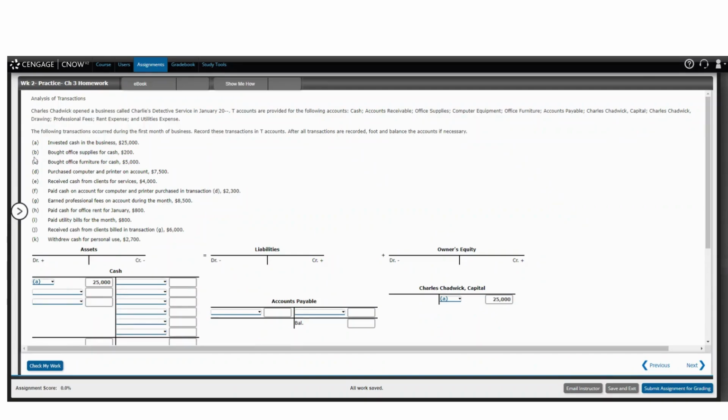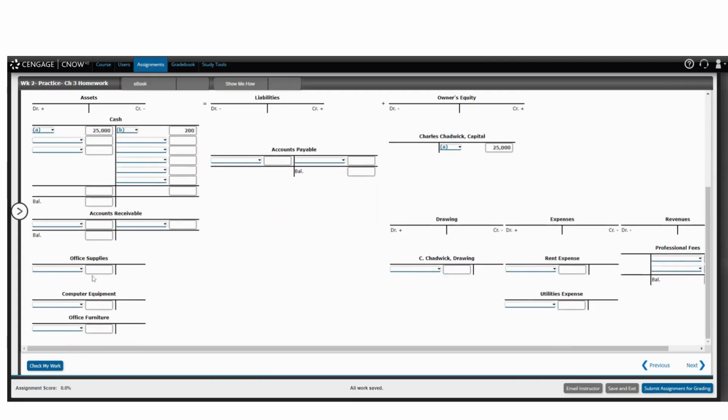So in B, he bought office supplies for cash for $200. Okay, so he paid cash, so cash left my business. So cash decreases on the credit side. So cash B, and it's decreased by $200. Now remember, your screen might have different numbers, but it is the exact same thing. Okay. The other account that was affected was office supplies. I've got to scroll down a little bit. So now I put B, and I put $200 in office supplies.